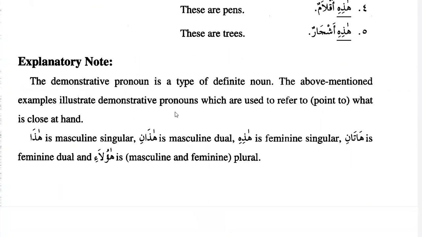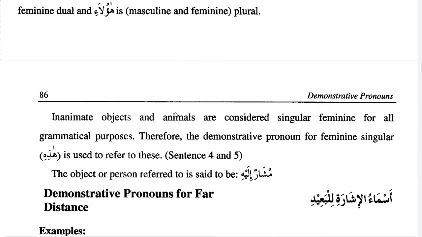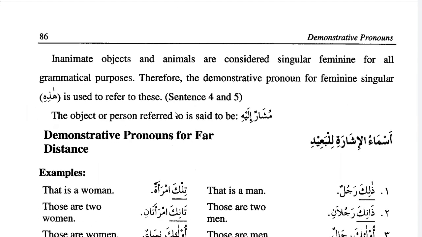Next. Explanatory note. The demonstrative pronoun is a type of definite noun. The above mentioned examples illustrate demonstrative pronouns, which are used to point to something close at hand. Hada is masculine singular. Hadani is masculine dual. Hadihi is feminine singular. Hatani is feminine dual. And haulai is masculine and feminine plural. Inanimate objects and animals are considered singular feminine for all grammatical purposes. Therefore, the demonstrative pronoun for feminine singular hadihi is used to refer to these.